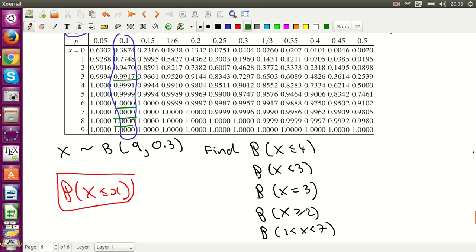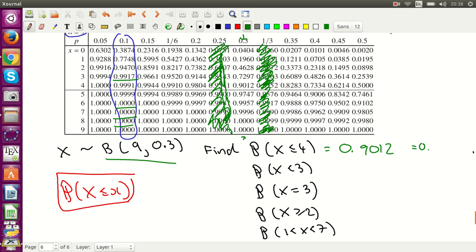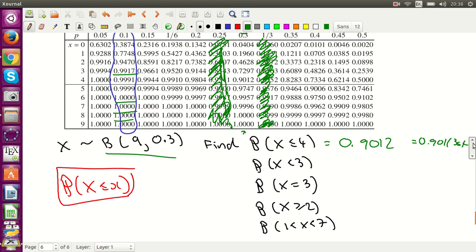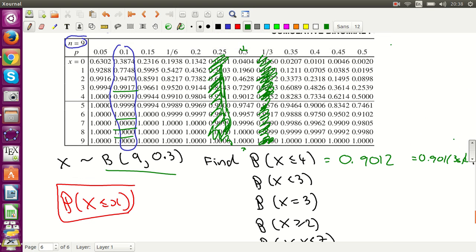Okay, so it says that X is binomial, 9 trials, probability of success 0.3, so we're looking at this column here. I might just scribble out the columns on the side so we don't get confused by it. Okay, so we're focused in on that column between the green scribbles. The chance that x is less than or equal to 4, we can just read off the table. It equals 0.9012, or 0.901 to 3 SF, and that's a good habit when using these tables: to give your final answer to one less significant figure than the tables are given.